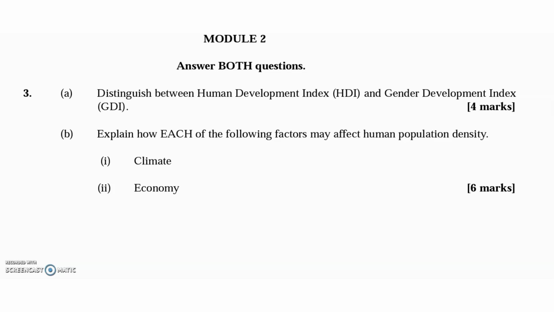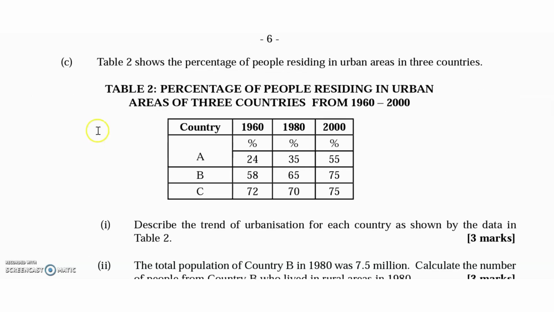All right. Now, part C. Table 2 shows the percentage of people residing in urban areas in 3 countries, from 1960 to the year 2000. We have country A, B, and C. We have the percentage values mentioned here. Technically, these are in fact 20 years apart for each significant period. Now, describe the trend of urbanization for each country as shown by the data in table 2.